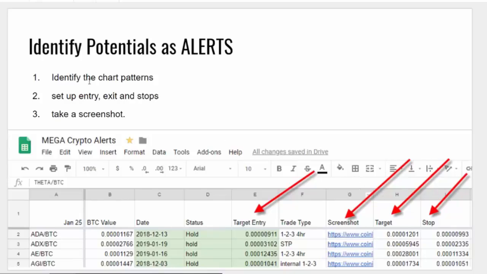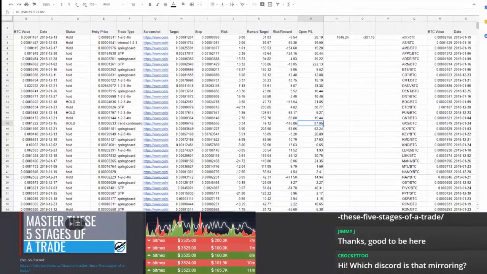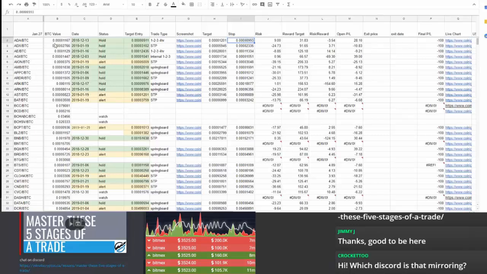So we're going for identifying potential markets as alerts. We're going to identify the chart pattern. We're going to write down our entry, our target exit, and where our stop loss is going to be. And then we're going to take a screenshot of our plan right at the start, before we've put on a trade. This is how we're identifying which ones would be the trade. This is stage 1. And you can see here by this screenshot from the Mega Crypto Alerts spreadsheet, we just drag this over here, and I'll go to the Binance Watch. We can see here that we have the coin. We have the date that the trade went on, or the date the alert was set.